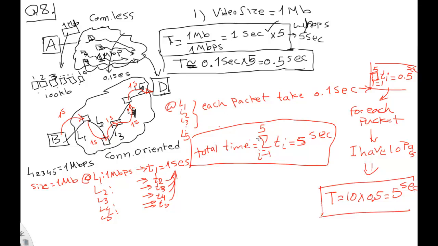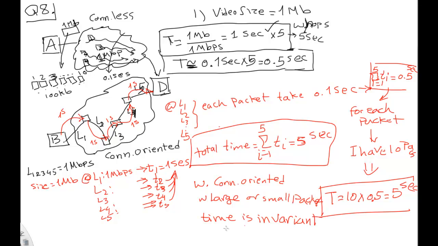So the point of the question is that with connection oriented, the packet size doesn't matter. With connection oriented, with large or small packets, time is invariant. And that's the difference between connection oriented and connectionless.